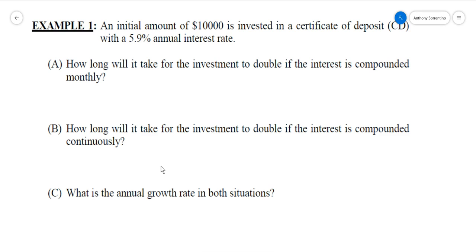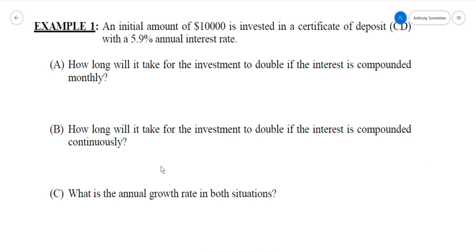Because if you look at this here, you have an initial amount of $10,000 invested in a certificate of deposit, CD, with 5.9% annual interest rate. So right now, as far as the information that's given outright, I have A equals $10,000, which is the principal, times 1 plus 5.9%, as shown already, is 0.059 over, now we haven't been told how many times compounded yet, because that's coming in the next parts of the question, and I have n times t.